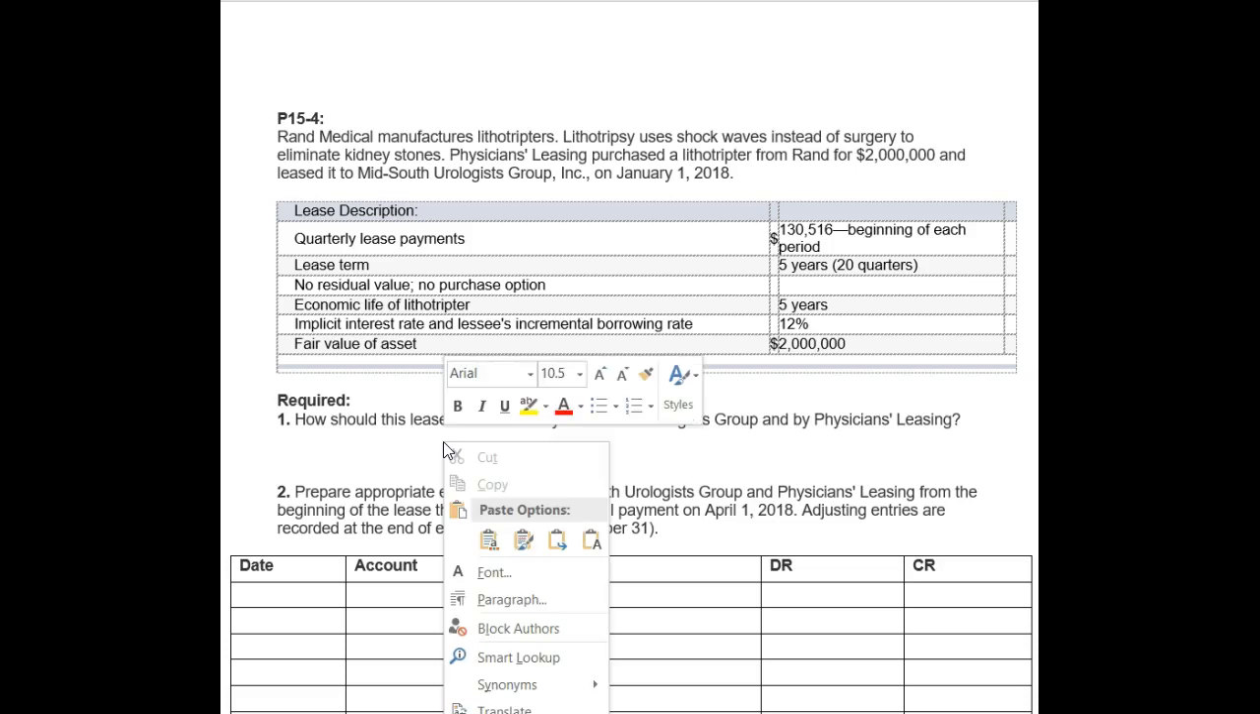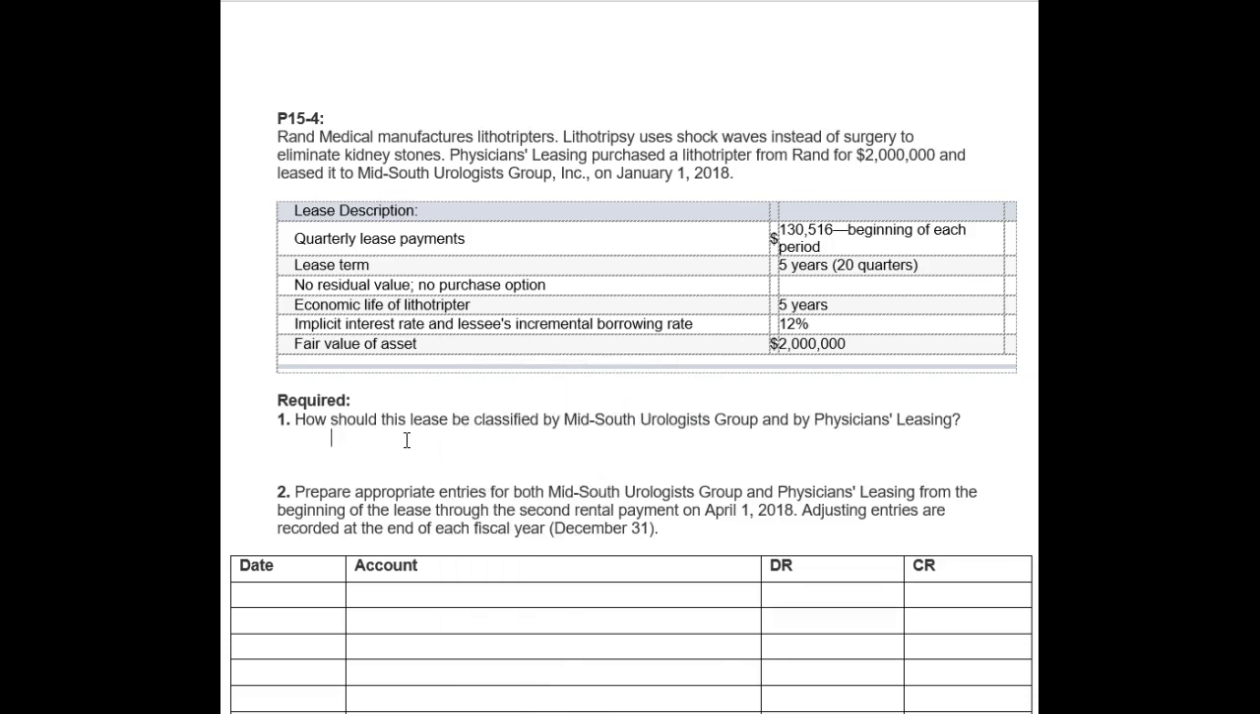So the 4th criterion is whether the present value of the minimum lease payments is substantially all of the fair value of the asset. So let's calculate the present value of the periodic or minimum lease payments. The periodic lease payments here are $130,516. And we have to find the present value of this. So basically, we're going to use the tables because it's quicker here. And we're going to look up the present value factor using the present value of an annuity due. It's annuity due again because the payments are at the beginning of each period.